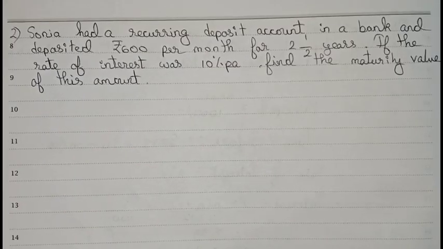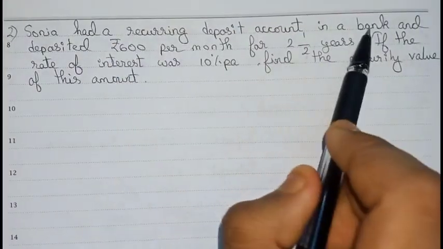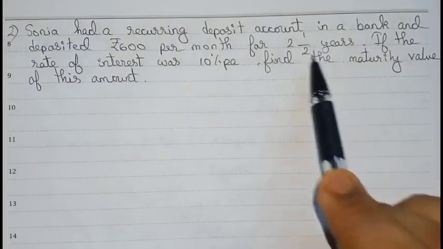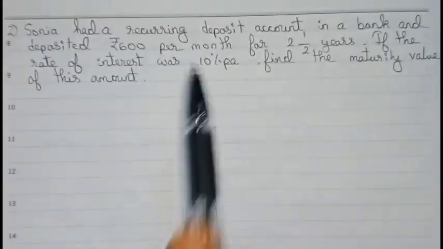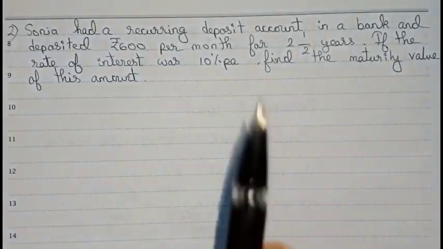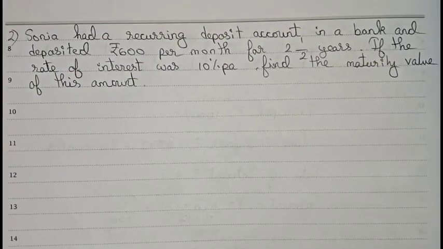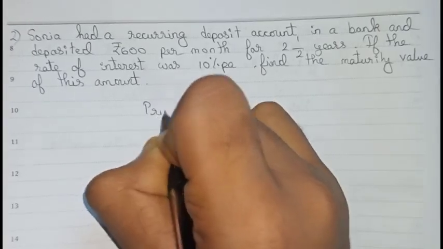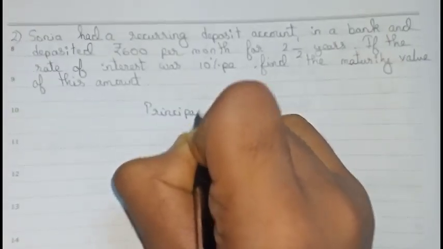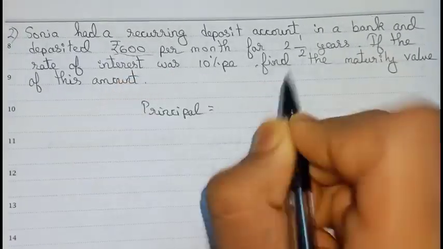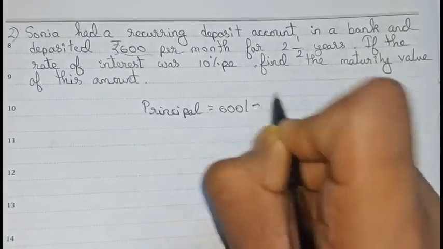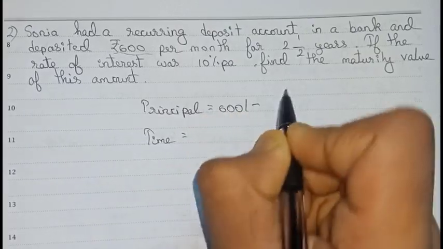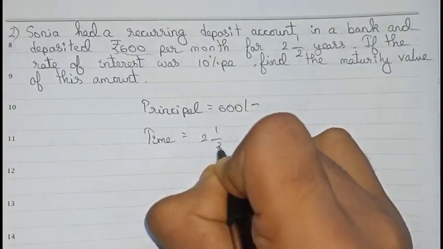Question number 2. Sonia had a recurring deposit account in a bank and deposited rupees 600 per month for 2 and a half years. If the rate of interest was 10% per annum, find the maturity value of this amount. First we write all the information given. Principal is given rupees 600. Now time is given 2 and a half years.